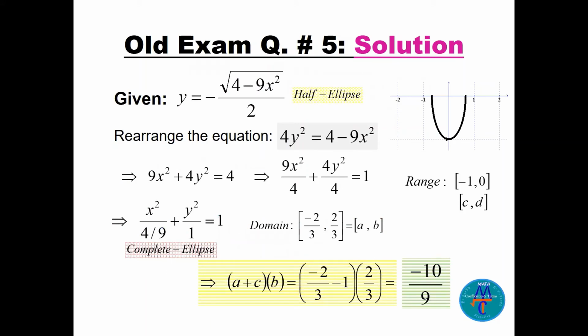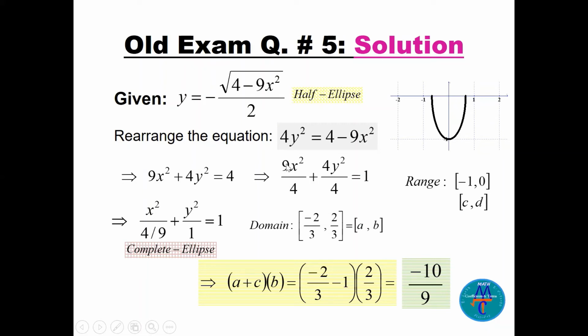Now, the equation is a half ellipse. How do we know? Rearrange the equation and square both sides to see what the equation is. When you square this, you get y squared, and there's a 4 here. This minus will disappear when you square it. It will be plus 4 minus 9x squared. Now take 9x squared to the other side, and then divide by 4. See, this is what you get.